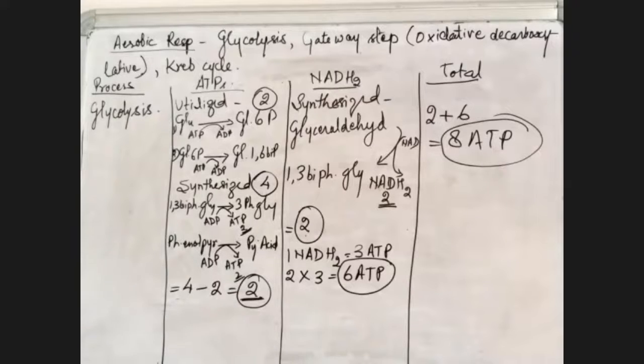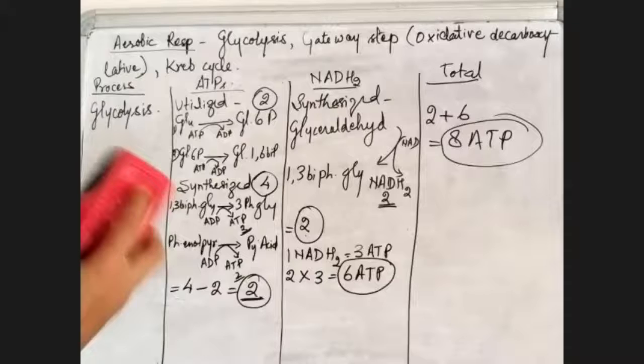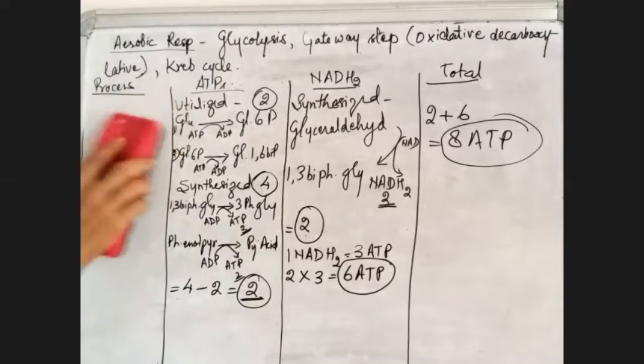So glycolysis yields 8 ATPs. The process of glycolysis during aerobic respiration yields 8 ATPs. We come to the next process of aerobic respiration, which is the Krebs cycle. And now we will understand how many ATPs are produced during the Krebs cycle. So for the next process, I'll have to erase this.